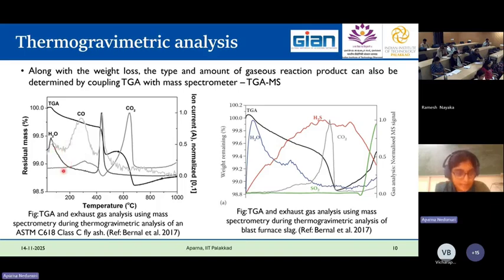This dark gray one tells us at what temperature regions there is loss of CO2. And the light gray one tells us at what temperature regions we have loss of carbon monoxide. This is the case for fly ash.